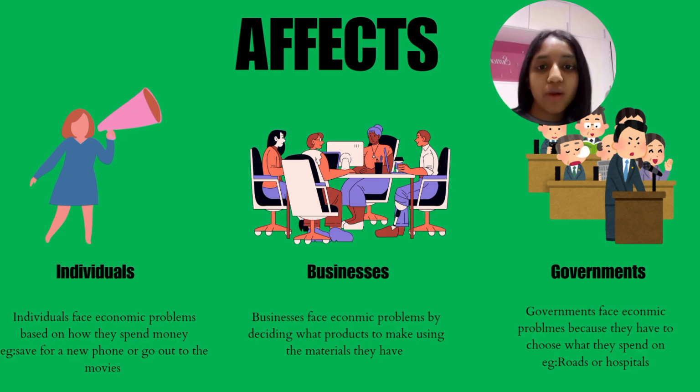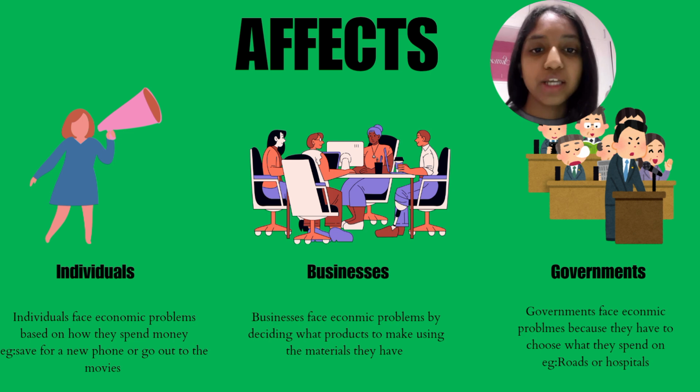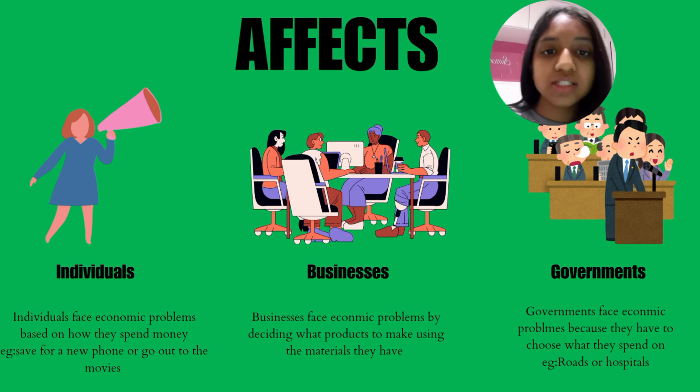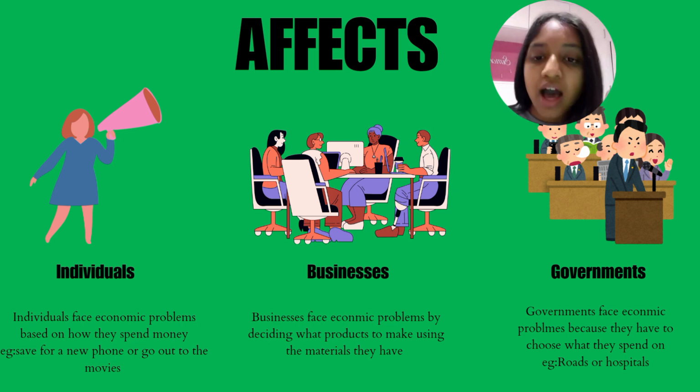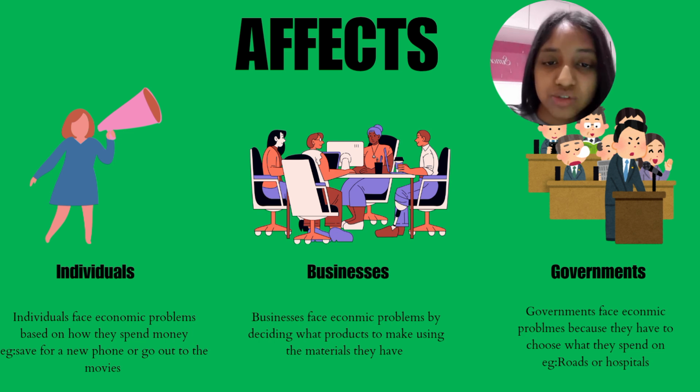Now we're going to talk about effects. Who does this economic problem affect? As we can see, it affects three main groups: individuals, businesses, and governments. How does it affect individuals? Under each picture and the names of the three groups, there is a little reason why it affects them.